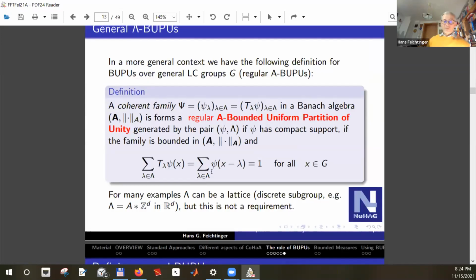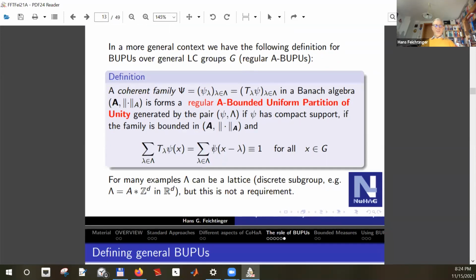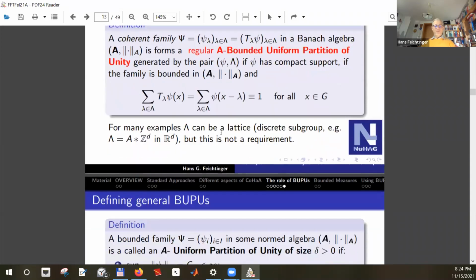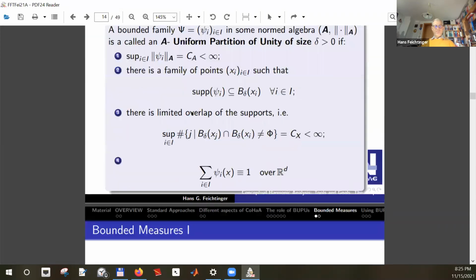And it's a paper from '91 by Leptin and Müller. They have shown that on any locally compact group, even non-abelian, you can create such a BUPU. And people in wavelet theory would know that it can be done without having a lattice, but still a discrete set which has something like a fundamental domain. And if you smooth it out, you get such a partition of unity. So again, for our applications, this is a nice case, but we can have more general situations like this.